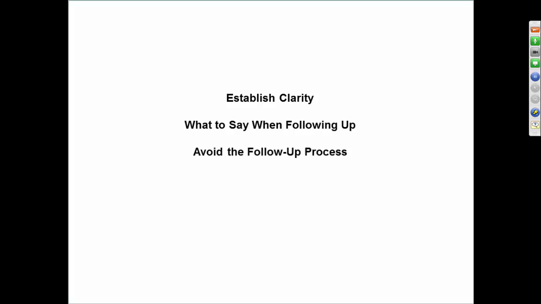And so we'll dive deep into that. We're going to talk about what to say when you do follow up with prospects. We're going to try to help you avoid the follow-up process altogether. We'll talk a little bit about doing a takeaway, and we'll explain what that is. And then we'll share with you a passive follow-up approach.